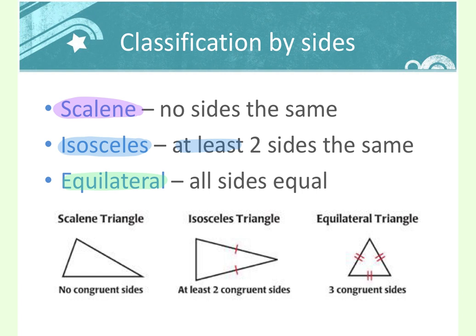But because this says at least, it means an equilateral is also isosceles. If you do see three sides that are the same, though, and it asks what's the best way to describe this figure, it would always be equilateral over isosceles.